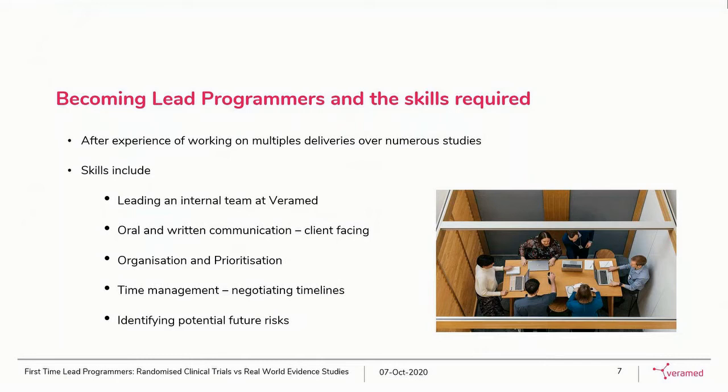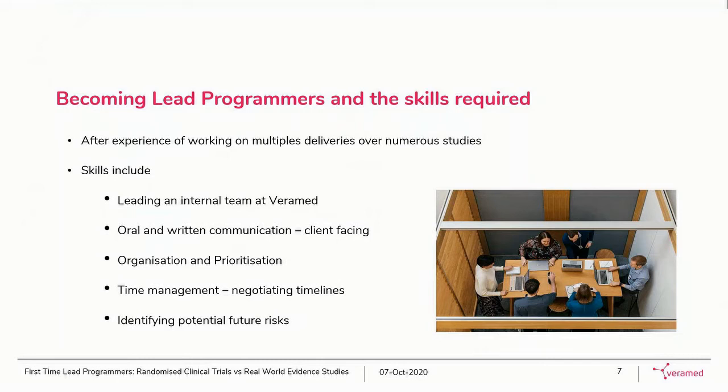Throughout this process, we received support from our line managers at Veramed, as well as other lead programmers. And with this experience, we think that there are certain key skills which are needed to be an effective lead programmer. The first one is to be able to lead a team. You would usually have an internal team of Veramed programmers working on the dataset and TFL programming, so it's important to be able to delegate workload and ensure that everyone in your team is aware of what needs to be done and the timelines of when it needs to be done by.